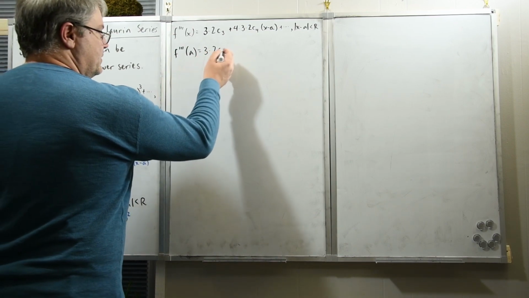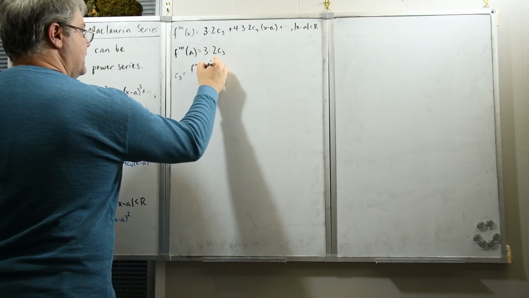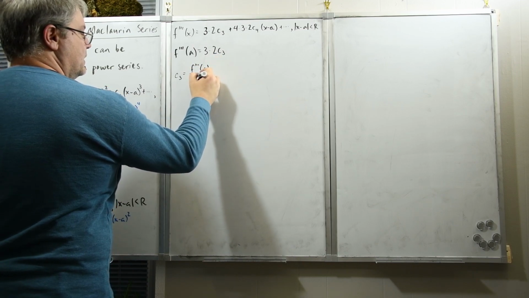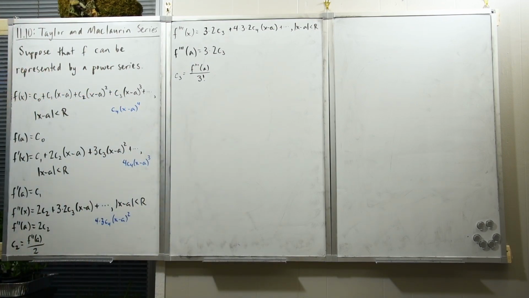And so when you think about what c3 is, well, c3 we could write as f triple prime of a over 3 times 2, but 3 times 2 is equivalent to 3 factorial. If we were to take a look at c2 again, f double prime of a over 2, well, you could write that as f double prime of a over 2 factorial. c1 is f prime of a, which you could write as f prime of a over 1 factorial. And c sub 0 is f of a, which you could write as f of a over 0 factorial, because 0 factorial is 1.